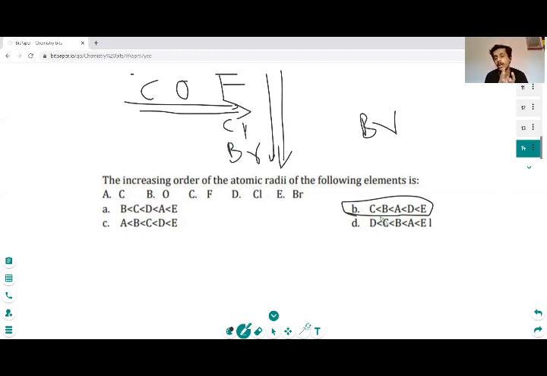This is the order. In this kind of example you can use the trick and solve it very fast, because we know bromine has the highest atomic radius, and since all options have bromine, we can't eliminate any option. And we know for sure fluorine has the smallest atomic radius. Apply that: the smallest is fluorine. No option starts with fluorine, so B should be the answer, and B is the answer.